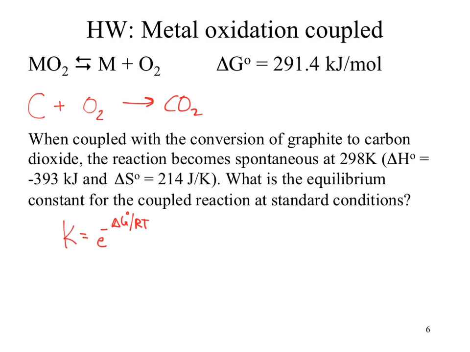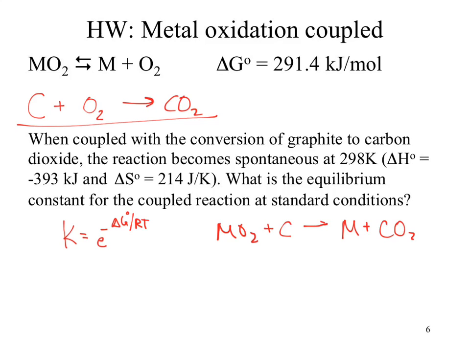So we could then go through and add these two reactions up. When we add our reactions, you should notice that our carbon goes to metal and CO2. What happened to the oxygen? It canceled out because it's on opposite sides of that equation. Okay? There's the coupled reaction.